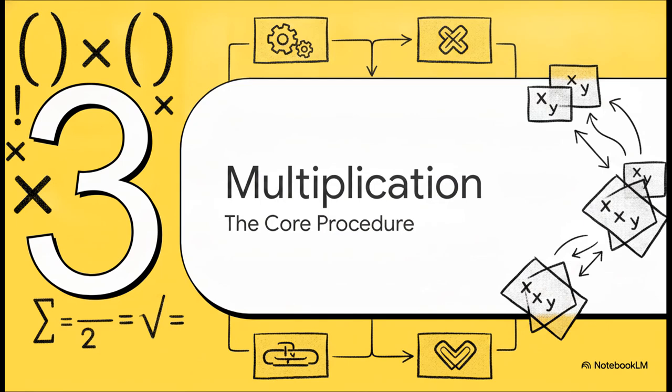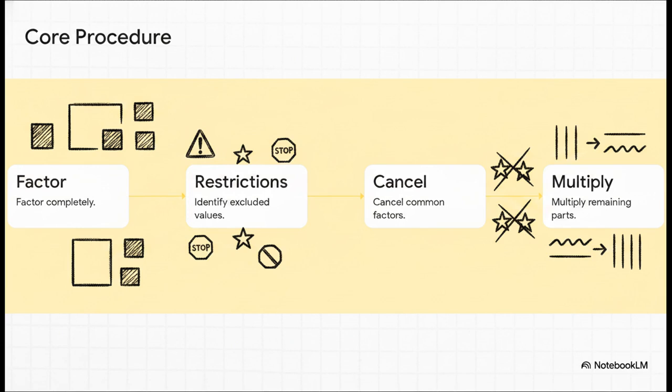The core procedure. So, the crucial point is strictly following this four-step sequence. Step 1, factor everything completely, both numerators and denominators. Step 2, stop and identify your excluded values. Find those danger zones we talked about. Step 3, cancel only the common factors between the top and the bottom. And Step 4, multiply whatever is left over straight across.